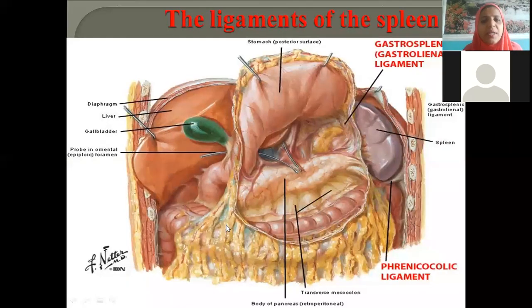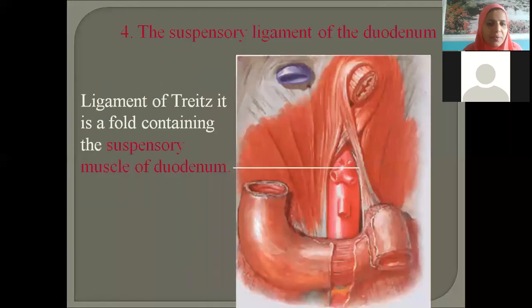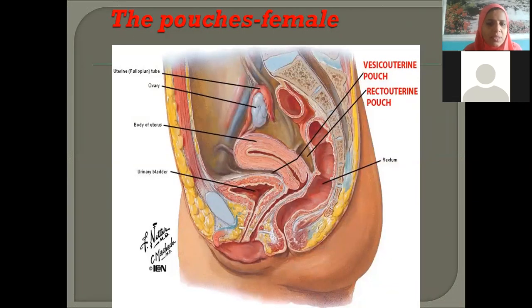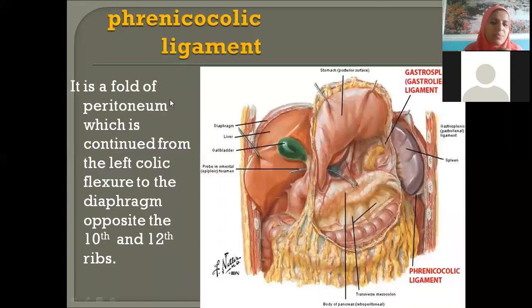Where were we yesterday? Where did we stop? I think these pouches I didn't tell. Yeah, so we were exactly at this point, isn't it? Suspensory ligament of duodenum. I was talking and my voice was not very clear for you all, isn't it? So what did we discuss before that?